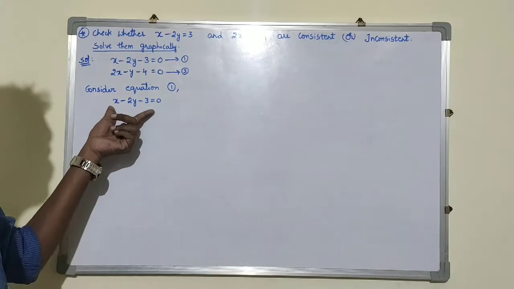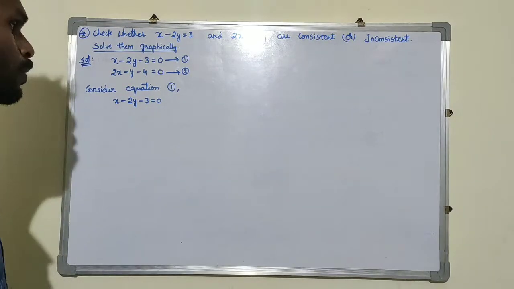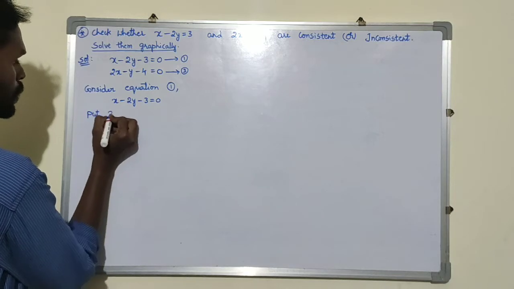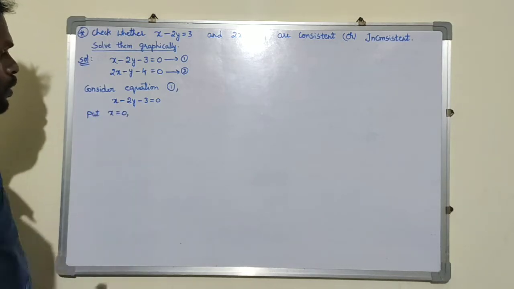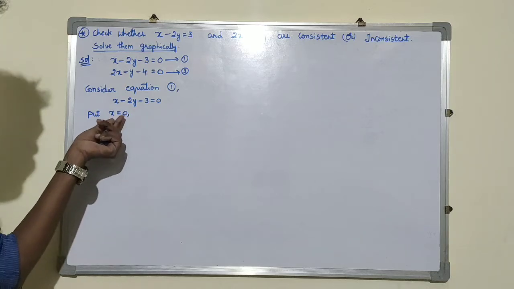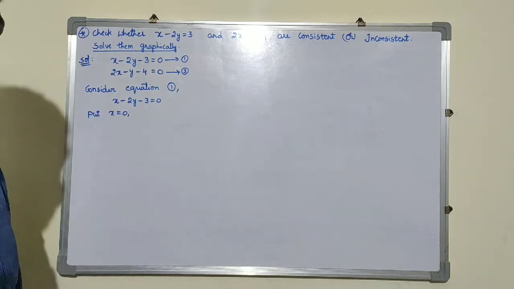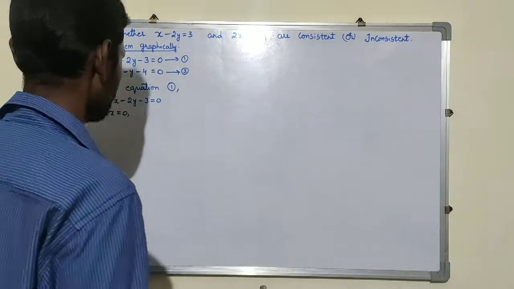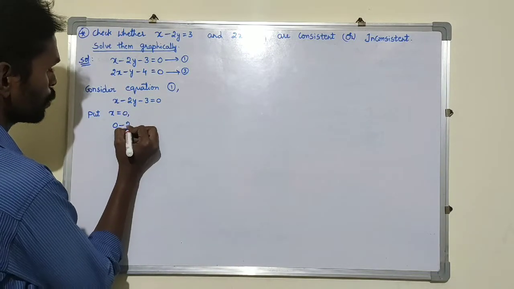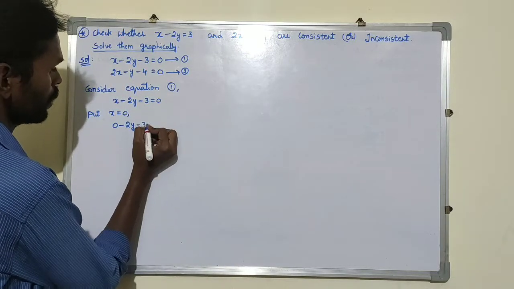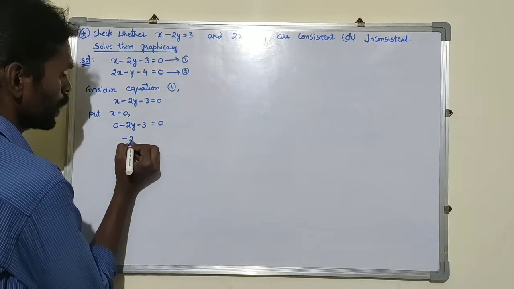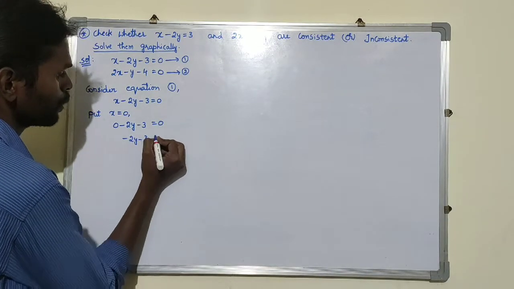So in this equation, first put x equal to 0. I am substituting this 0 value in this equation. Then what will I get? 0 minus 2y minus 3 equal to 0. 0 minus 2y is minus 2y, minus 3 equal to 0.